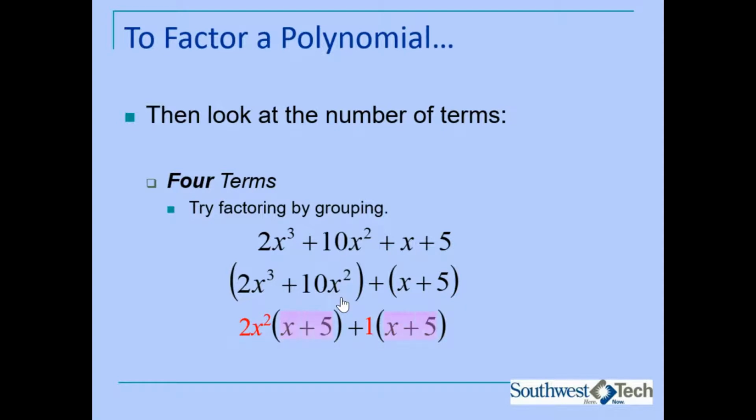After factoring the 2 pairs, we have a common factor of x plus 5 in each, which we can factor out, leaving 2x squared plus 1 times the quantity x plus 1.